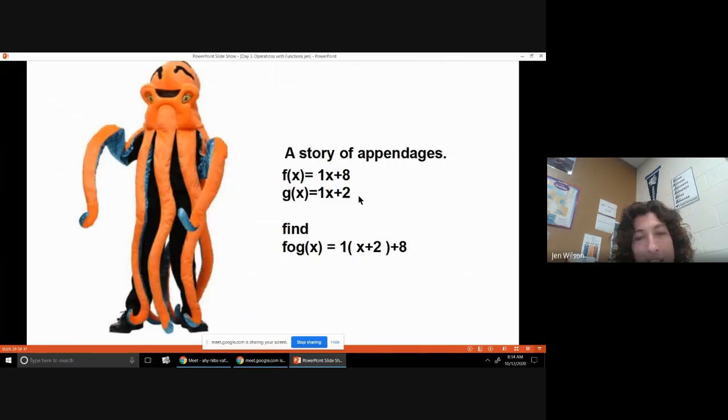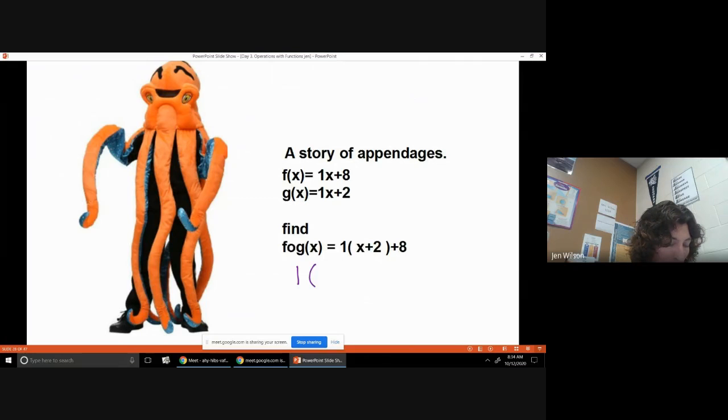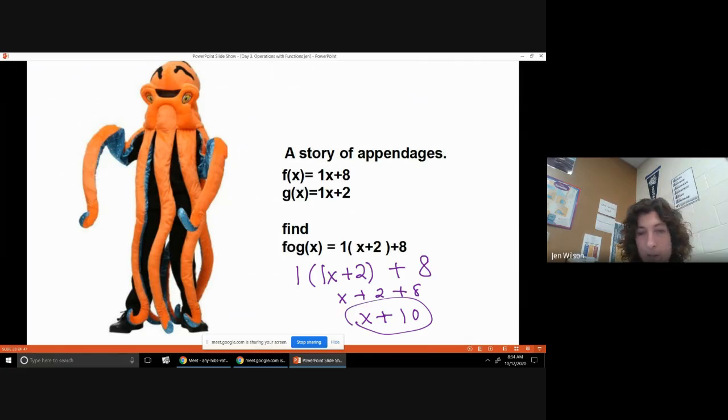All right, here's another one that doesn't give us a number to plug in. So we're just going to plug the entire function into the other function. So it says f of g of x. We're going to write f of x with some blanks. So f of x is 1 blank plus 8. Into that function, we're going to put g of x. So g of x is 1x plus 2. Now our 1s are unnecessary. They can be invisible. So what we really have is just x plus 2 plus 8, which is x plus 10. And that's the answer since we don't have a number to plug in.